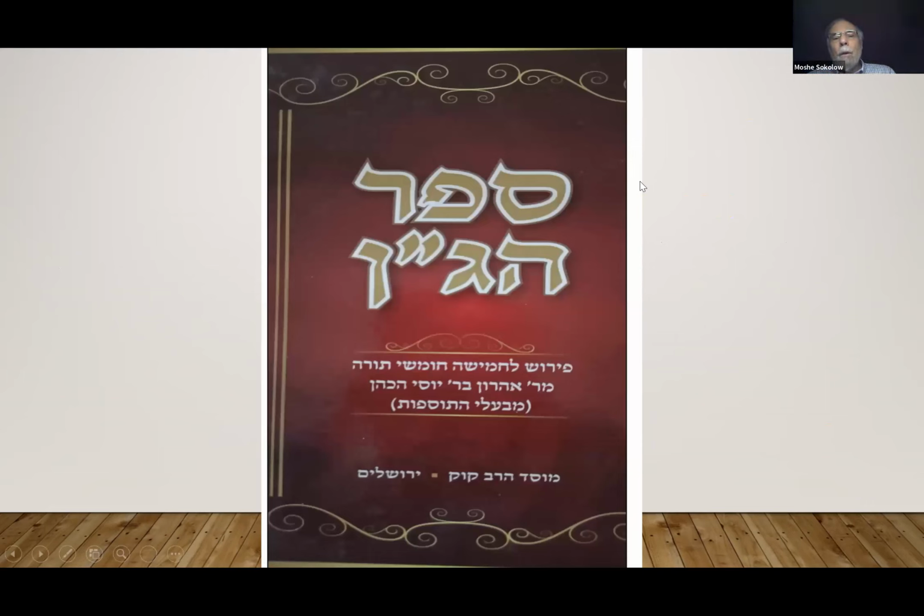Similarly here, we have a book which is subtitled Perush l'chamisha chumshei Torah, a commentary on the Torah. By Rabbeinu Aharon Rabbi Yossi HaKohen, that's the author, one of the Ba'alei HaTosafot, one of the leading Jewish scholars of France and Germany during the late 12th, early 13th centuries, who wrote a commentary on the Torah, and it's called Sefer HaGan.